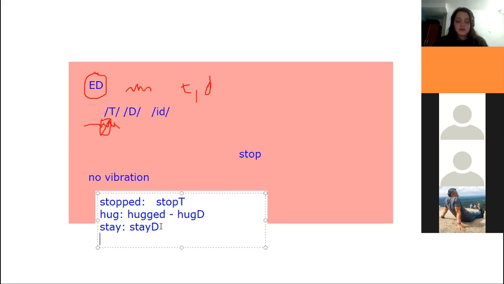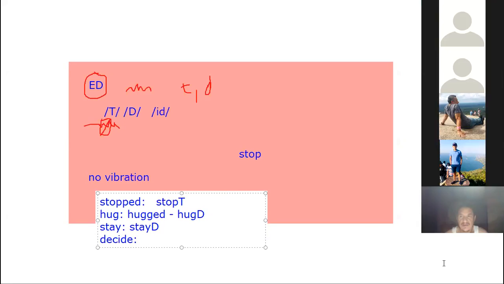For example, we have the verb decide. What is the last sound in decide? De. Decide. Da. Exactly. So what is the past of decide? Decided. Like this. Decided. Agrego esa última sílaba en la pronunciación porque decide ya termina con D, o sea, el sonido del pasado. Is that clear?